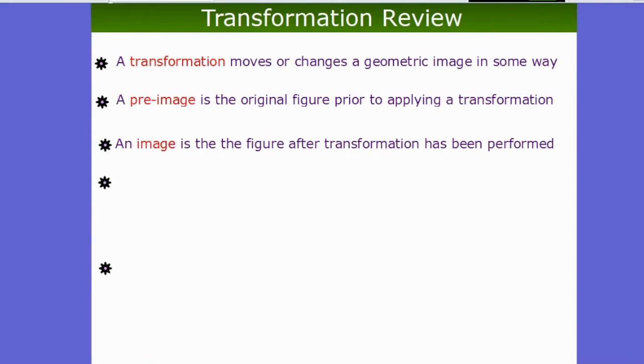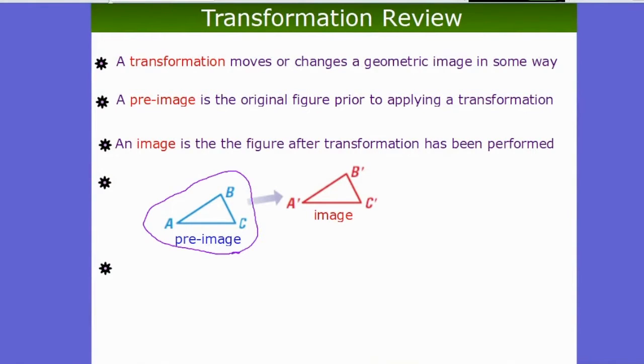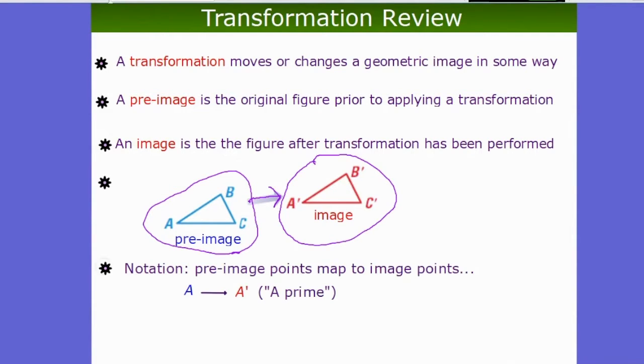We call that the image. So the thing you start with is the pre-image, apply a transformation, and then you get an image. Here is an example. The blue figure on the left, this one, gets some sort of transformation, and then you get a new image, the transformed image.